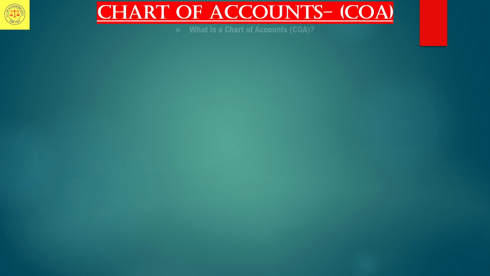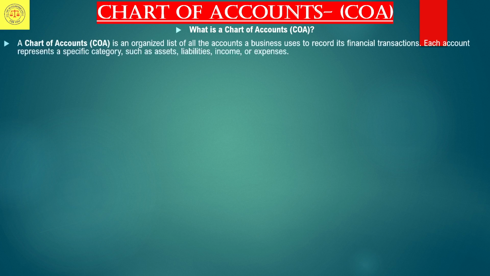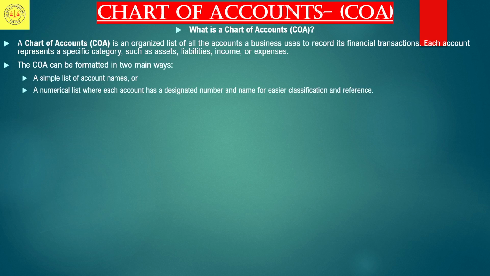Chart of accounts. What is a chart of accounts? A chart of accounts is an organized list of all accounts a business uses to record its financial transactions. Each account represents a specific category such as assets, liabilities, income, expenses, etc. The chart of accounts can be formatted in two main ways. The first one is a simple list of accounts with names. And the second one is a numerical list where each account has a designated number and name for classification and reference. We are going to use the second one.